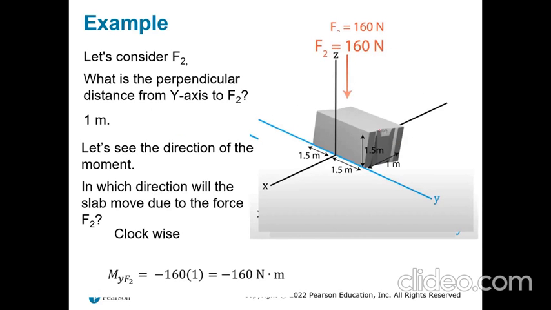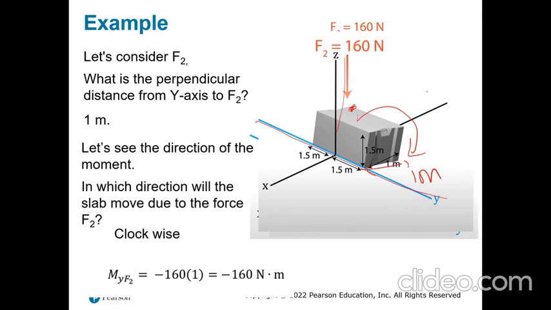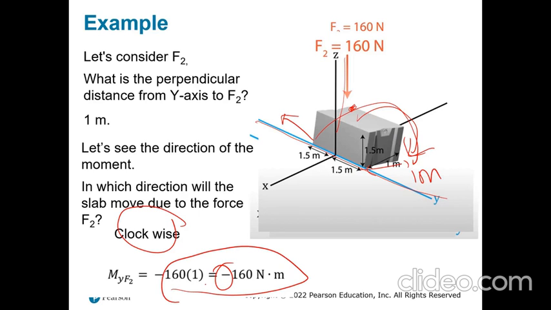So what's going to be the perpendicular distance from the y-axis to F2? So that's my y-axis, that's my F2. So my perpendicular distance, I know it's acting over in the edge of that box. So that's 1 meter. Let's see the direction. So my box is moving like that. So if I use my right hand rule, I have my thumb pointed over there and I can see all my other fingers pointing in clockwise direction. That's why it's negative. So it's 160 times negative 1, so that's negative 160 Newton meter.